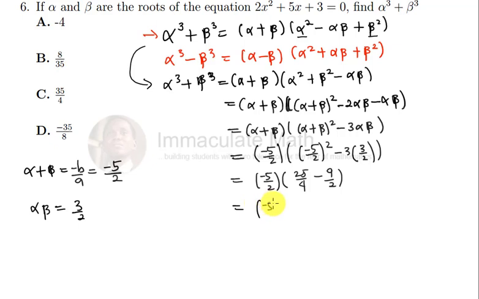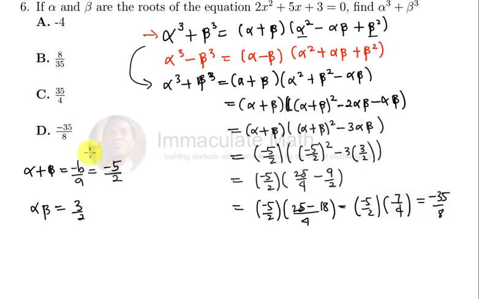So the LCM of this is 4. That means I'm going to have 25 minus 18. Then this gives me minus 5 over 2 multiplied by 25 minus 18, which is 7, divided by 4. Then this is minus 35 all divided by 8. So I have minus 35 divided by 8. So the correct option here is D.